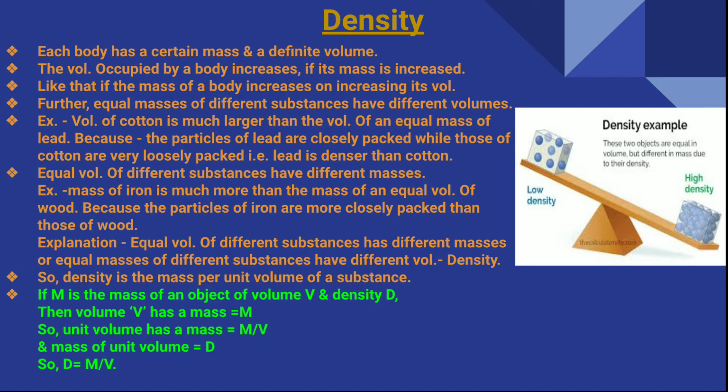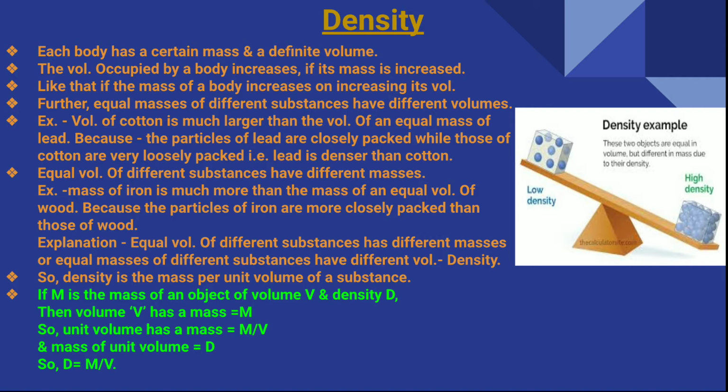For example, the volume of cotton is much larger than the volume of an equal mass of lead. It's because the particles of lead are closely packed, while those of cotton are very loosely packed, and that's why lead is denser than cotton. So the mass is the same, but different substances have different volumes.